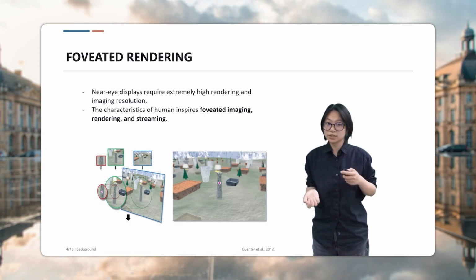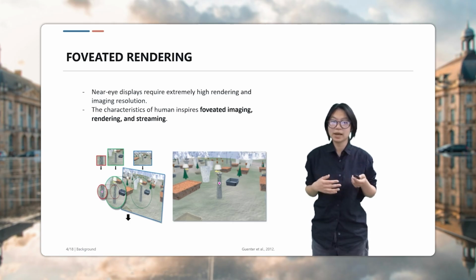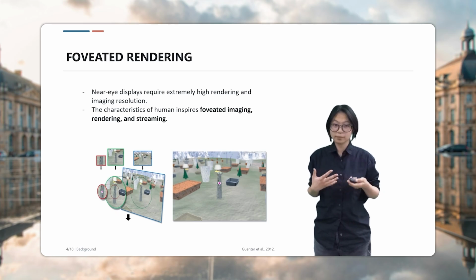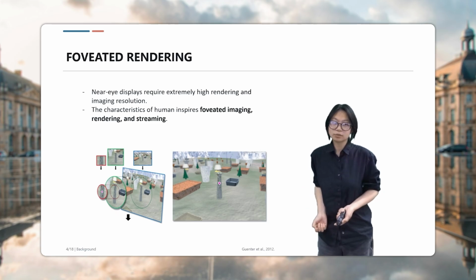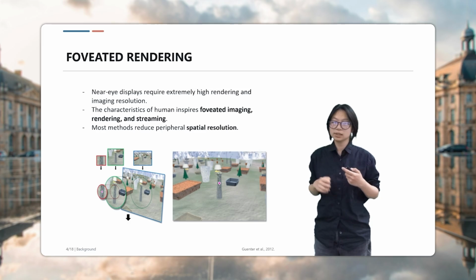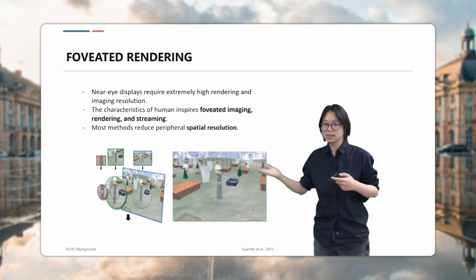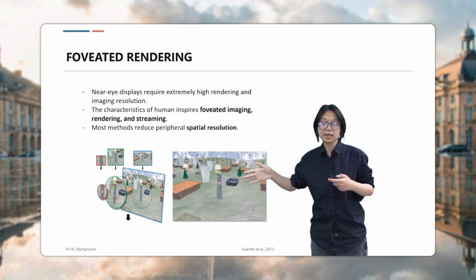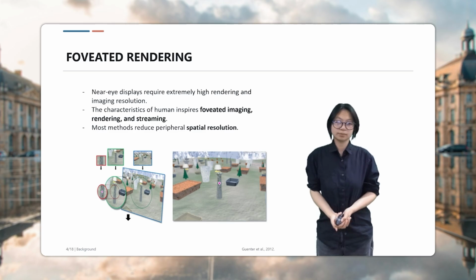The non-uniform nature of our visual system has inspired foveated graphics, and this includes imaging, rendering, and streaming. Based on the drop-off in visual acuity, the foveated methods reduce the quality or spatial resolution in the periphery to accelerate the rendering or transmission. As you can see in this image, they separate it into 3 layers with different spatial resolution.